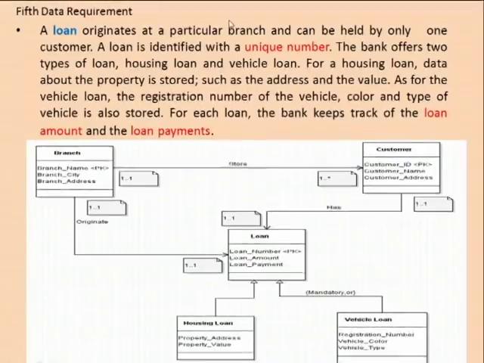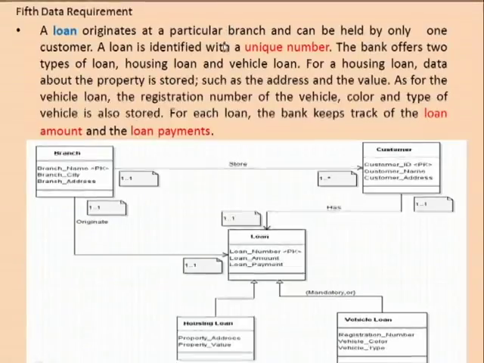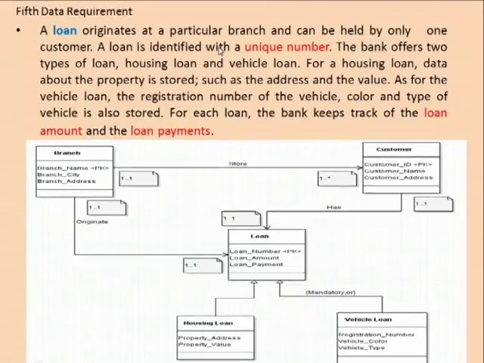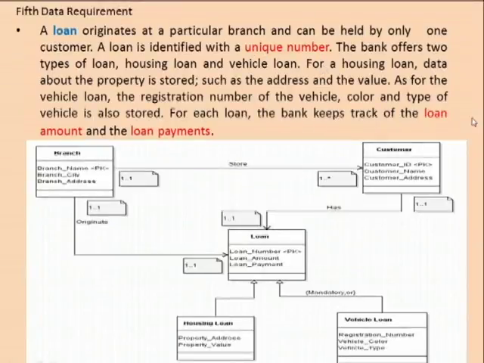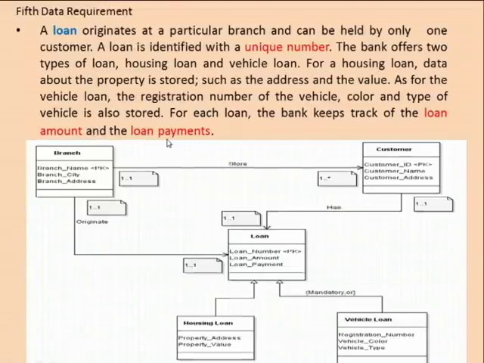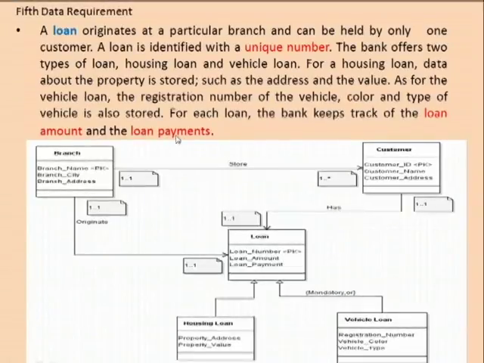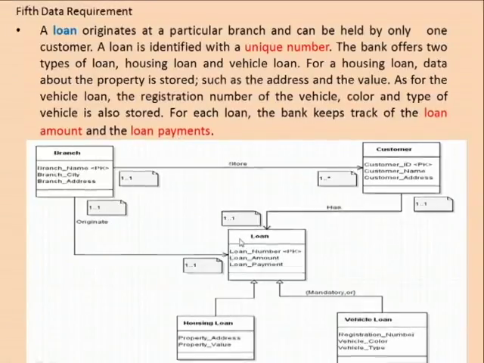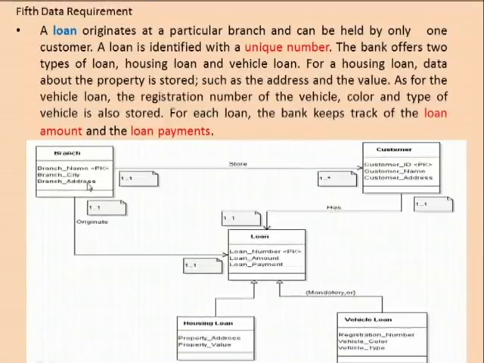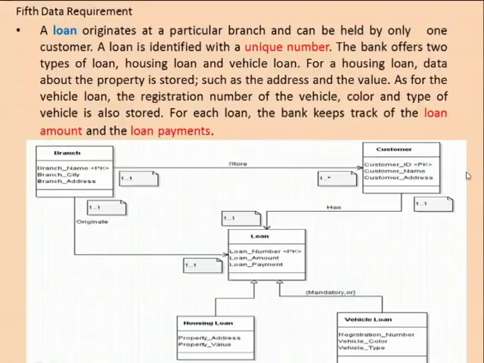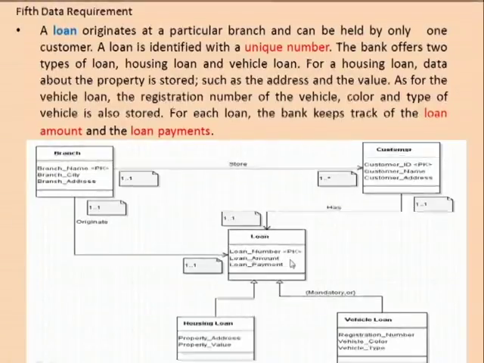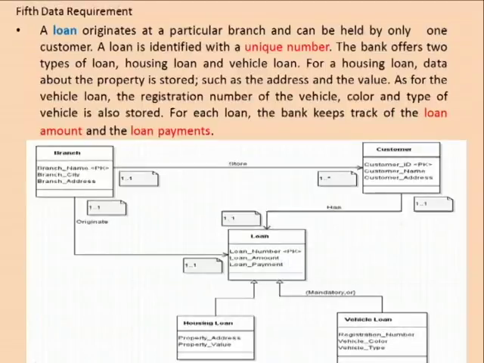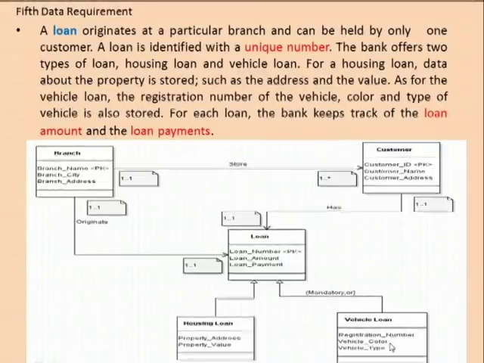For this data requirement, the entity is loan, and the attributes are unique number, loan amount, and loan payment. Loan has relationships with 2 entities, which are branch originates the loan and customer has loan. Loan has 2 types, which are housing loan and vehicle loan.